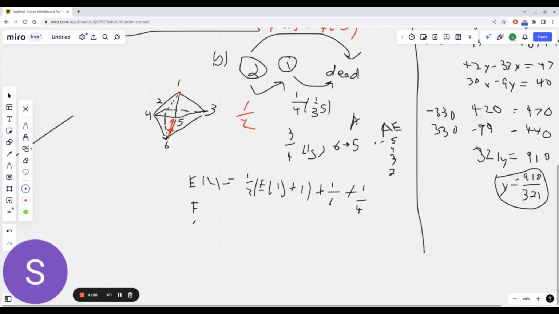E1 is easy to solve because there are no other variables in this equation. It's literally just going to be a bunch of numbers on the right-hand side. And that bunch of numbers is just 1/4 times 1/3, which is 1/12, plus 3/4.